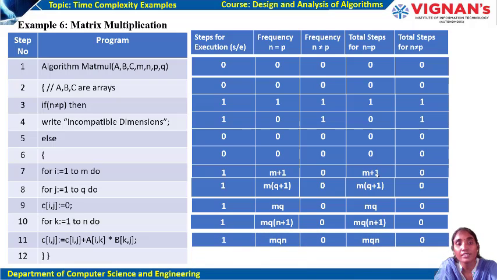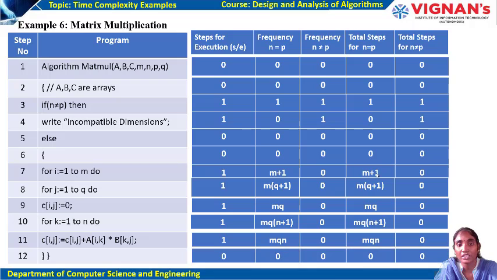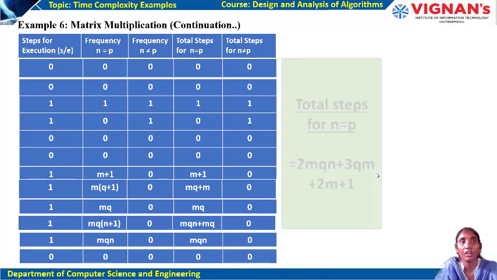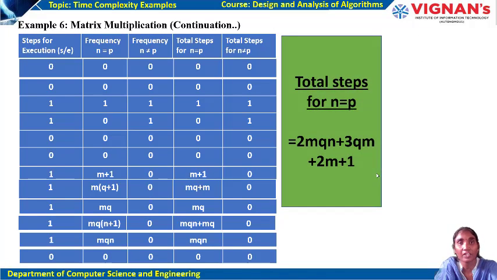Next, the 11th statement, which is in the third innermost loop. So, m into q into n. Next, finally 0. Now, adding all of them, the total number of steps for n equal to p: 1 plus m plus 1 plus mq plus m plus mq plus mqn plus mq plus mqn. Together it yields 2mqn plus 3mq plus 2m plus 1.